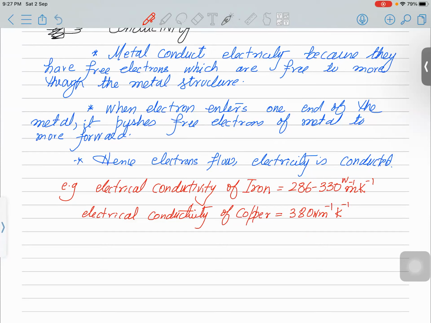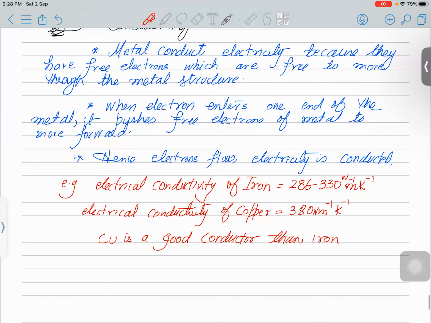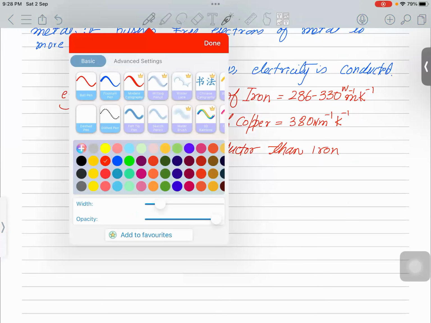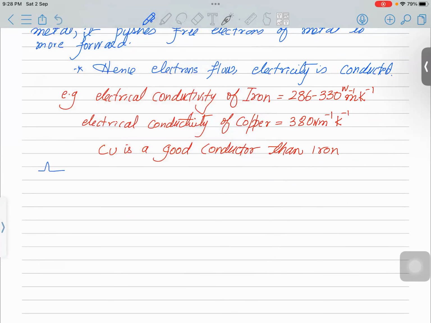So just look at the magnitude of the conductivity. Which one has more conductivity? Sir, copper. Copper is a good conductor than iron. Sir, will it come in the syllabus like W m K? No, it is not in your syllabus. That's why I do not emphasize on the unit.